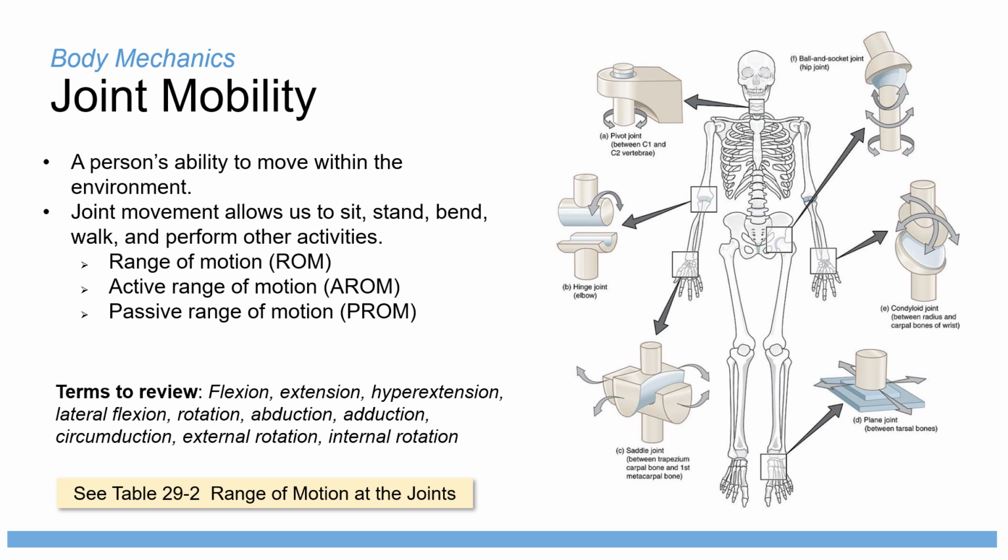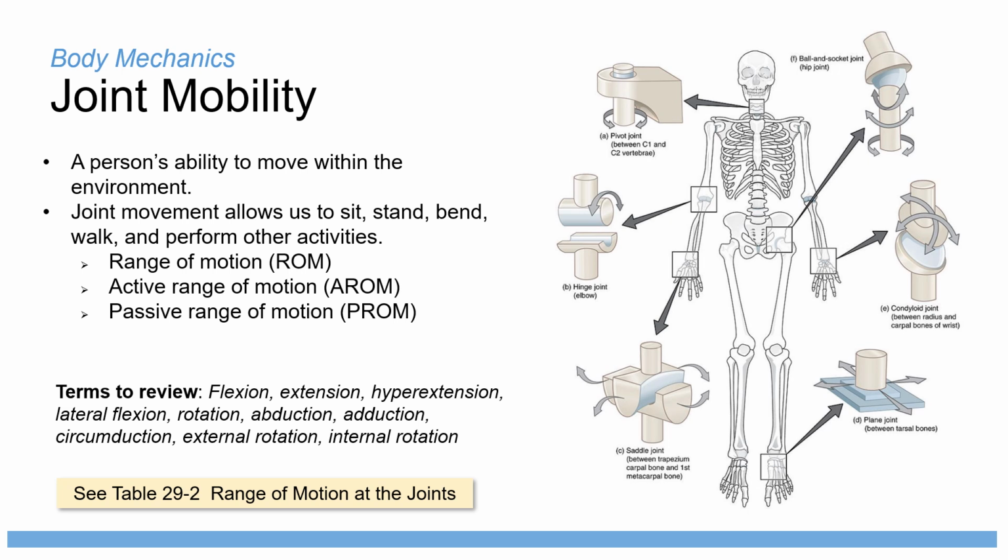Range of motion. So this is our ability to flex these joints to full capacity. And you can see in this picture, each joint kind of has a different mechanism. Active range of motion is when somebody moves these joints all by themselves. And passive range of motion is when we are moving the joint for them.